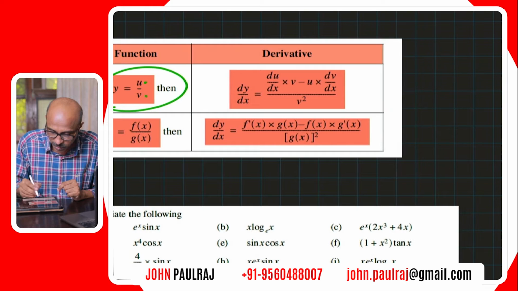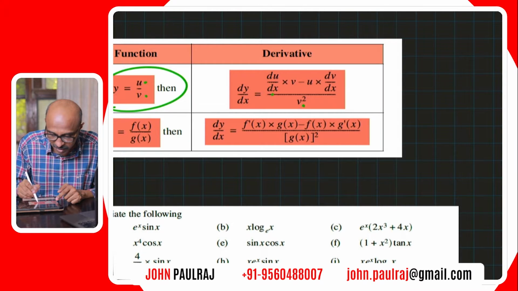And here's the formula: dy over dx is given by du over dx, that's the derivative of the numerator, times v, the denominator remains as it is, minus u, that's the numerator remaining as it is, times dv over dx, the derivative of the denominator, the whole thing divided by v squared, that's the square of the denominator.